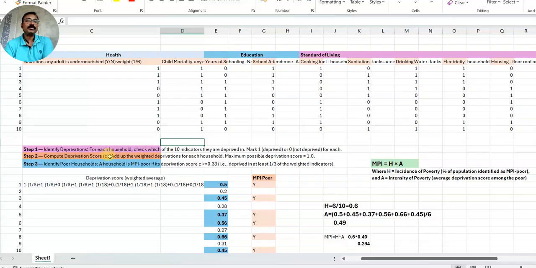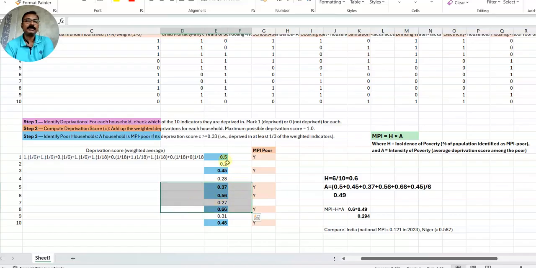Now compute the deprivation score C, add up the weighted deprivation for each household. The maximum possible deprivation score is equal to 1. How can we do this? The deprivation score can be calculated as the weighted score, that is this value into this weight plus this value into this weight, and so on. In this way we can calculate. Suppose this value stands for 0.5. So the value of the indicator is multiplied by its weight. Similarly for all the 10 households, suppose this is the hypothetical calculation, we have got these values.